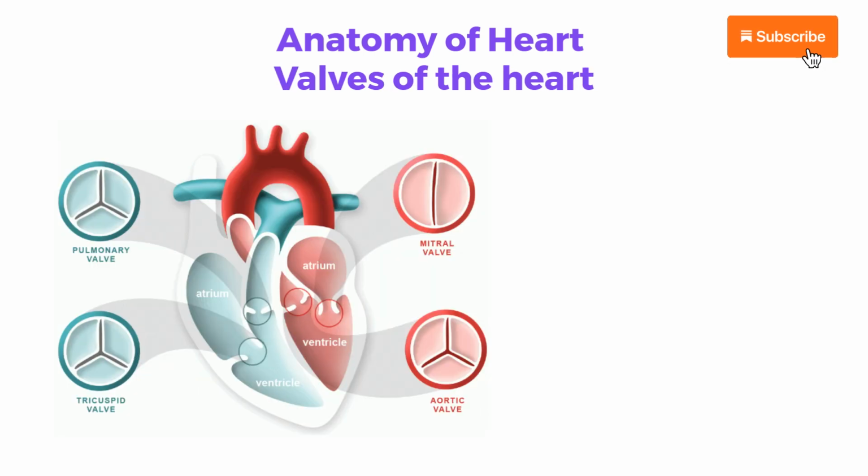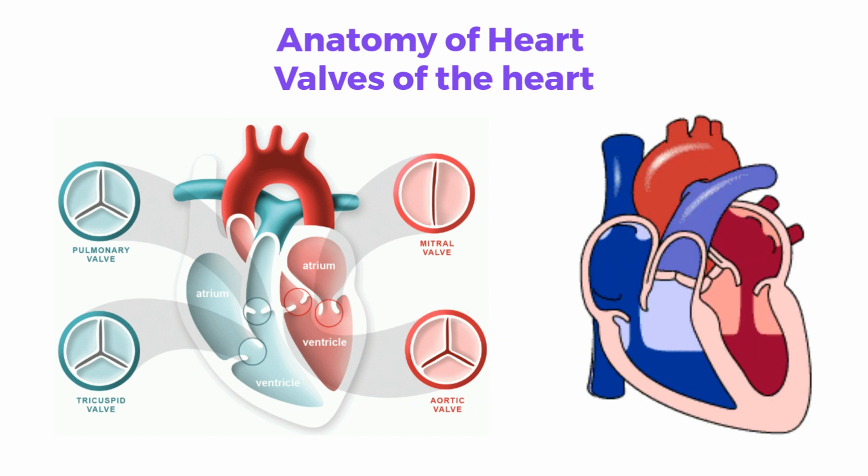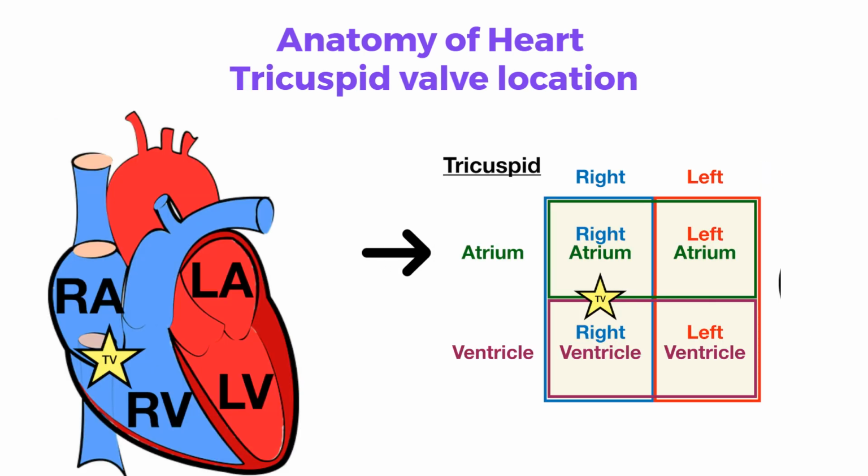The 4 heart valves are tricuspid valve, mitral valve, pulmonary valve, aortic valve. Heart valves act like doors that open and close to ensure the correct blood flow direction. Firstly, we will learn about tricuspid valve. The tricuspid valve is located between right atrium and right ventricle.